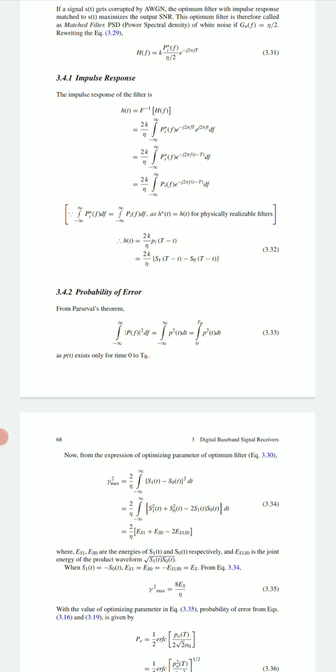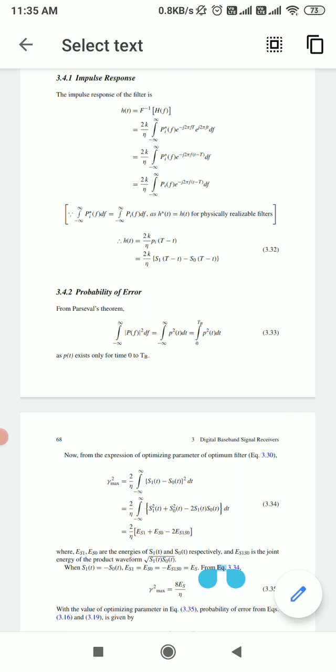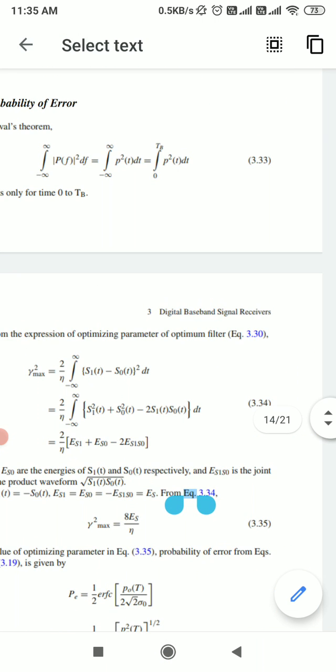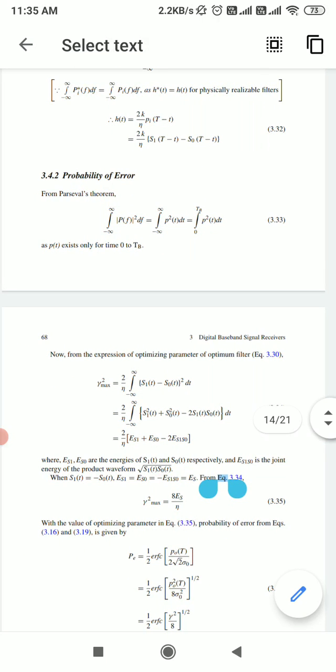If you put the value of s1(t) and minus s0(t) here, our equation will become, if you are solving (a minus b) square, s1 square of t plus s0 square of t minus 2 s1(t) s0(t) dt. Taking that as the energies of s1(t) and s0(t), you can write 2 upon eta into Es1 plus Es0 minus 2 Es1s0. So we can say Es1 and Es0 are the energies of s1(t) and s0(t) respectively.